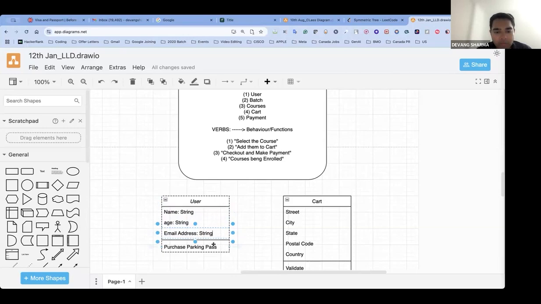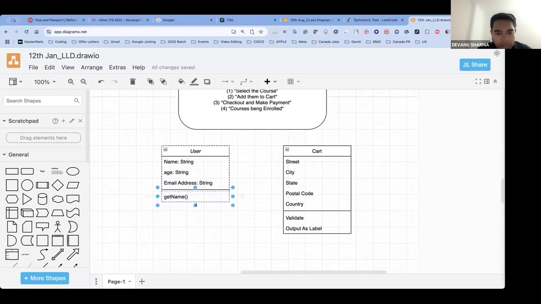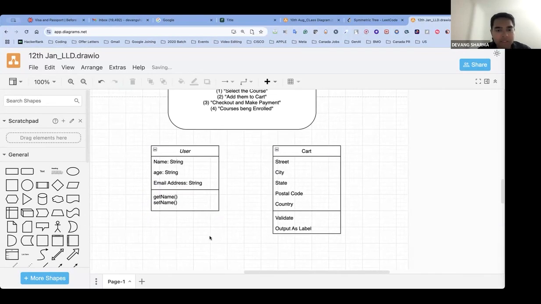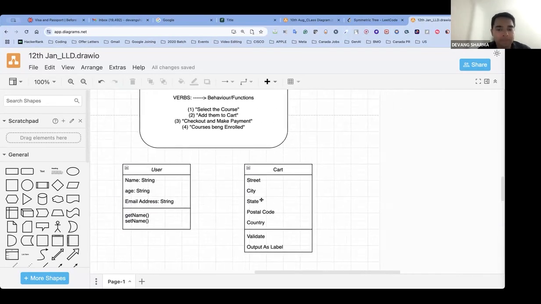What can be the member functions? Member functions I can think of like get name or set name. Can I add one more to it? Let's see. Nope, it's just adding this exactly. So I don't want that. It can be get name or it can be set name, something like that. That becomes my class diagram simply.